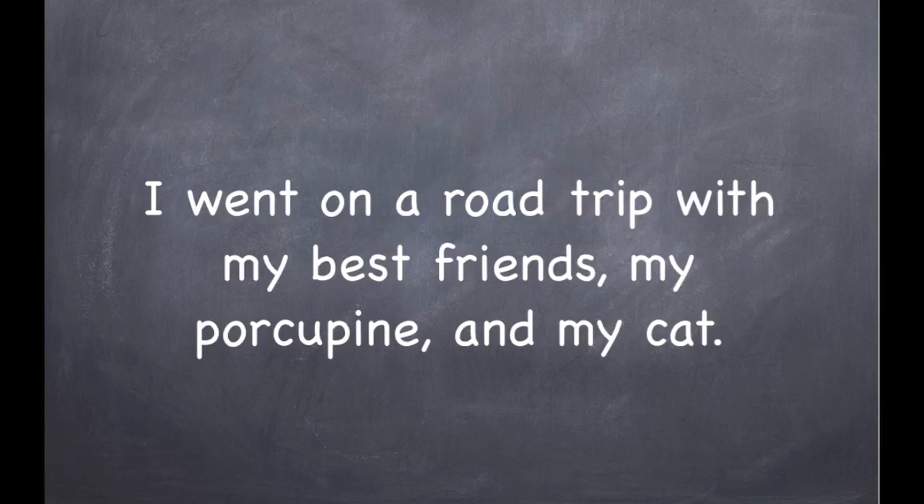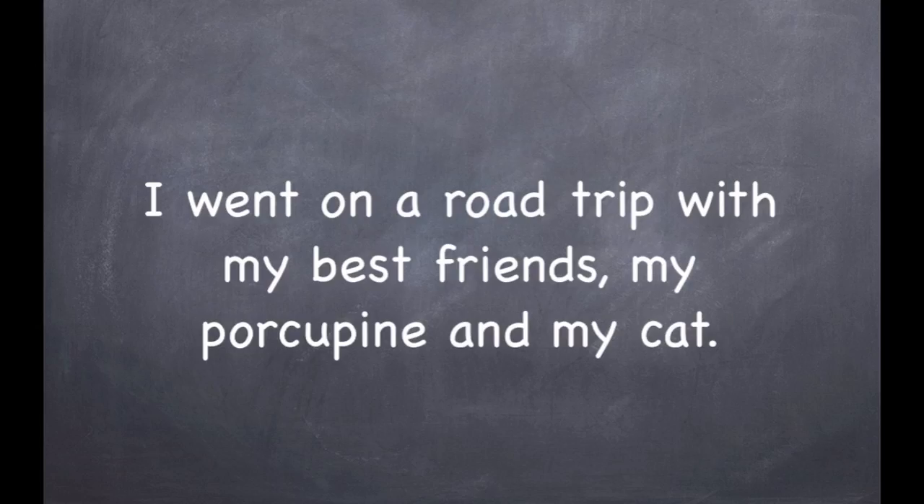The first sentence says, "I went on a road trip with my best friends, my porcupine, and my cat." That's using the Oxford comma because the comma is appearing before the conjunction. In that sentence, it seems pretty obvious that you went on a road trip with your best friends, your porcupine, and your cat.